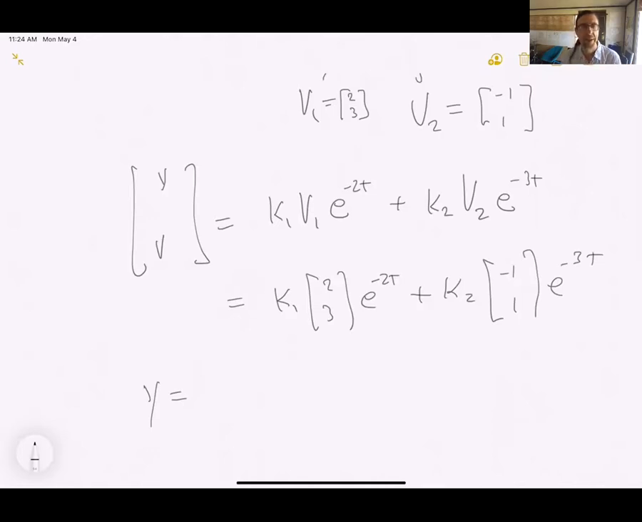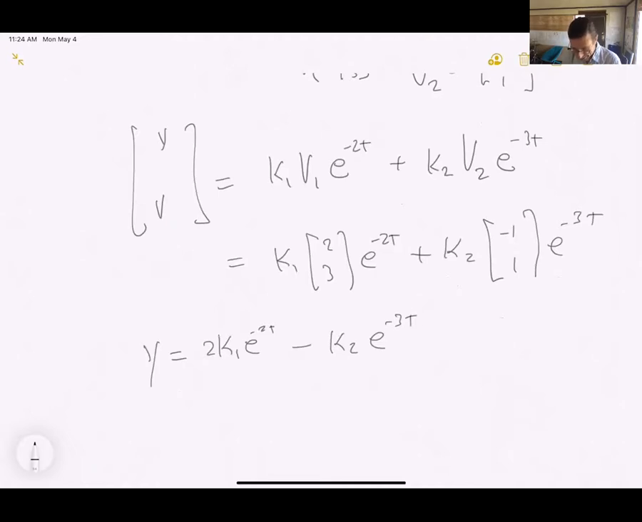You should be able to rewrite that as two separate functions, right? The first one's y, the second one's v. So what's the first one? Michelle, you're nodding. Tell me the y function. Y is equal to 2 times k1 e to the -2t minus k2 e to the -3t. Okay, good. Now, the point is that k1 and k2 are just arbitrary numbers, which means 2 times k1 and -1 times k2 are just arbitrary numbers.